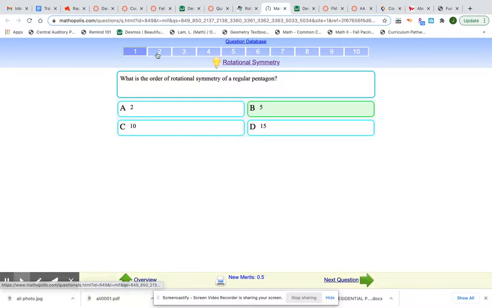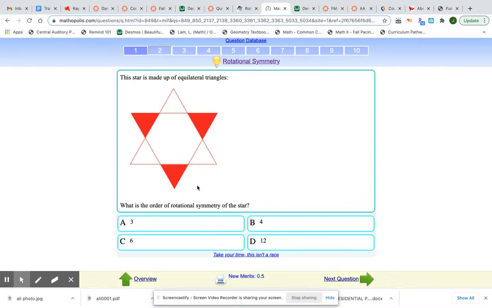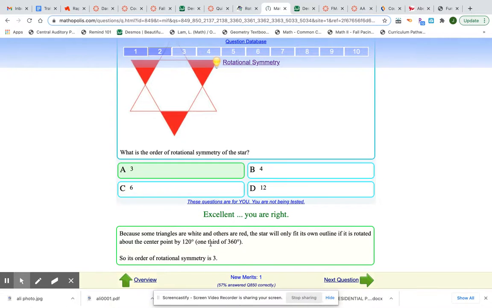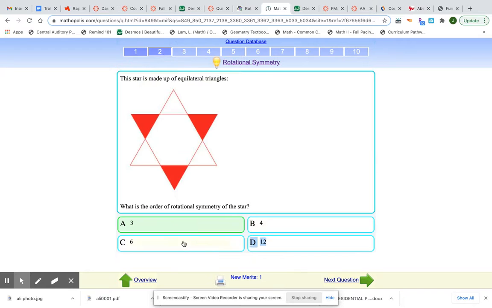Here's a star. So this is asking how many times can it map onto itself. So you're looking at the red dots, the red triangles. So if I turn it to here, that's 1. If I turn it to here, that's 2. And if I get it back to its original spot, that's 3. So it has an order of 3. And if I want to know what the magnitude or the angle of rotational symmetry is, I take 360 and I divide by that 3. Okay, so that's how you get 120. 360 divided by 3 is 120, and that is the angle right there.